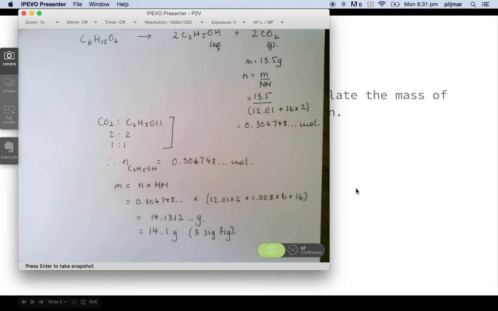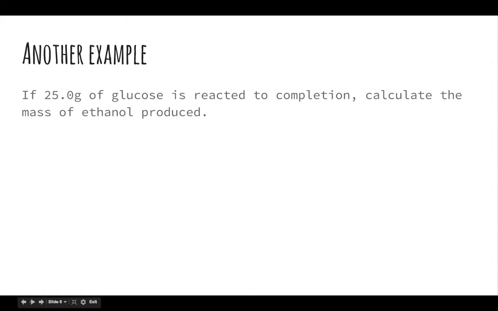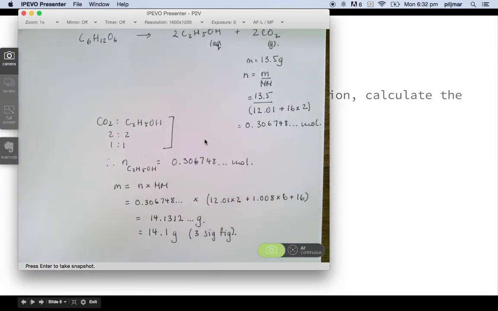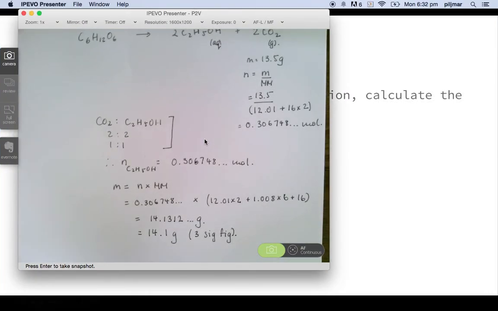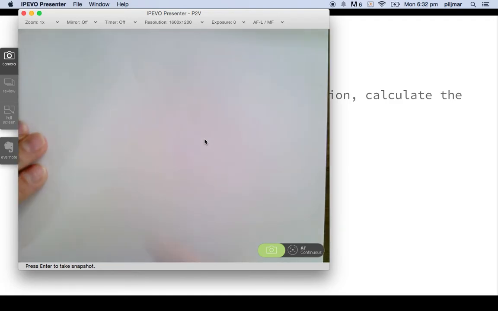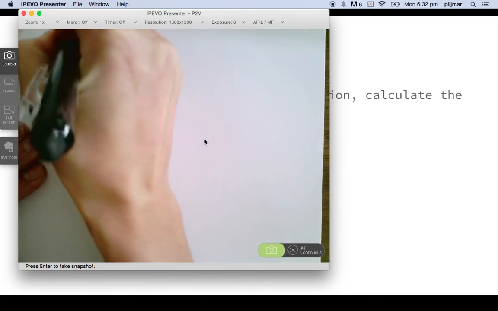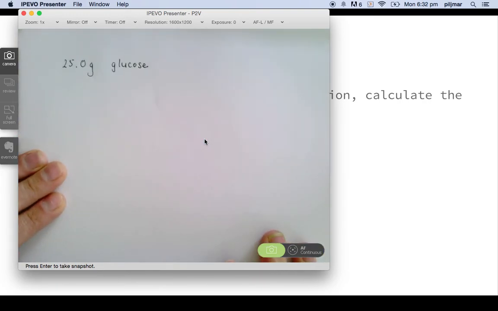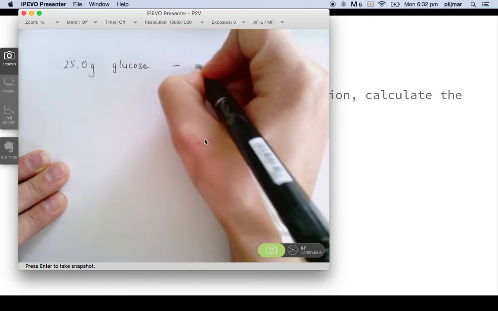Let's have a look at another example. If 25 grams of glucose is reacted and it reacts to completion, so all of it reacts to form carbon dioxide and ethanol, it's asking us to calculate the mass of ethanol produced. So let's have a go at doing that one together. So we said we had 25.0 grams of glucose and we want to work out ethanol produced.